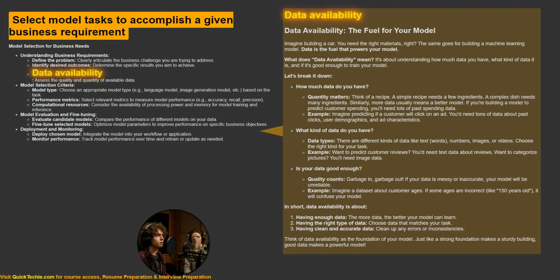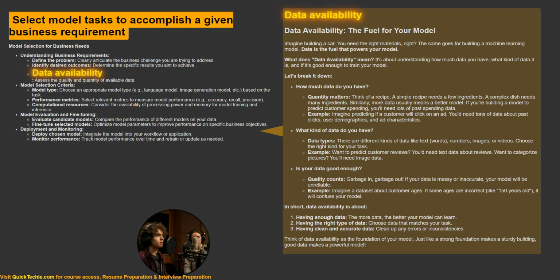How much data do you have? Quantity matters. Think of a recipe. A simple recipe needs a few ingredients. A complex dish needs many ingredients. Similarly, more data usually means a better model. If you are building a model to predict customer spending, you'll need lots of past spending data. Example: imagine predicting if a customer will click on an ad. You'd need tons of data about past clicks, user demographics, and ad characteristics.